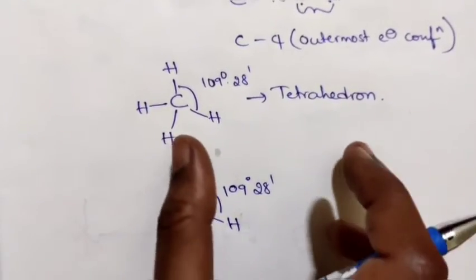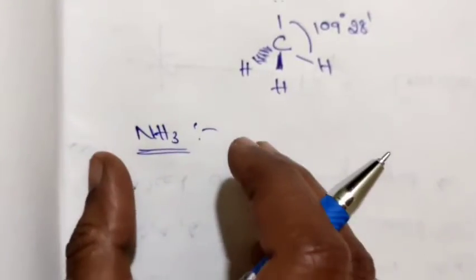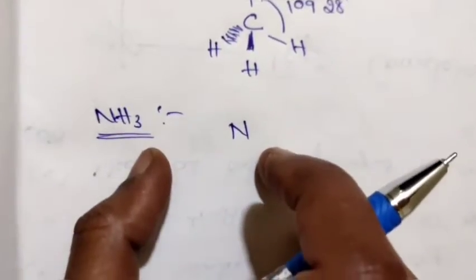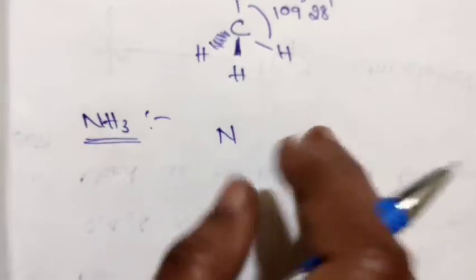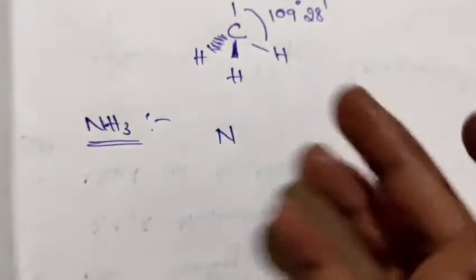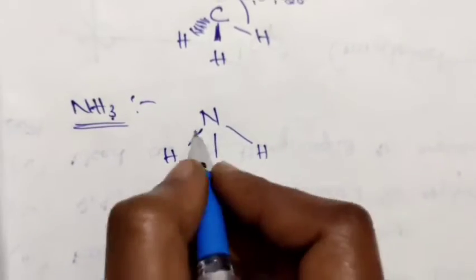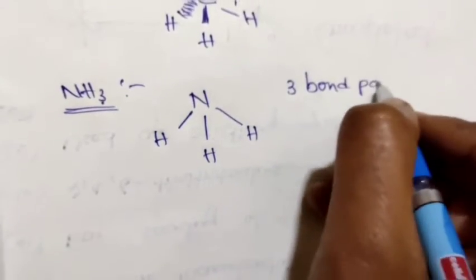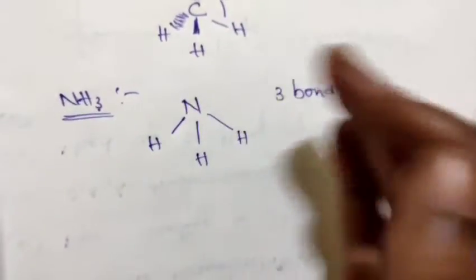And next one is the ammonia molecule. In this ammonia molecule, the central atom is nitrogen. Here, this nitrogen forms 3 bond pairs, and those 3 bond pairs are formed by covalent bonds. In this one nitrogen forms 3 covalent bonds, and these are the bond pairs. Here we are having 3 bond pairs, and the nitrogen has 5 electrons in the outermost shell.